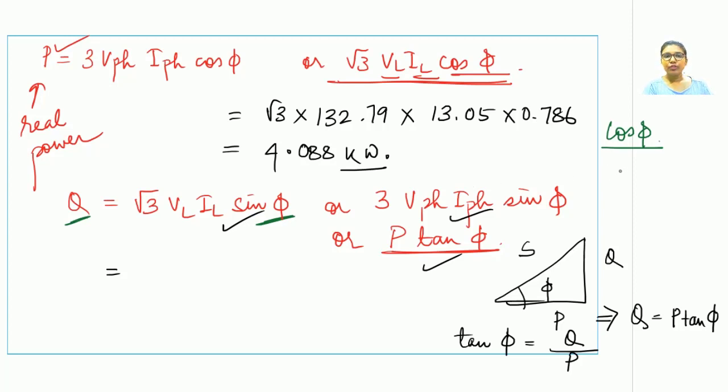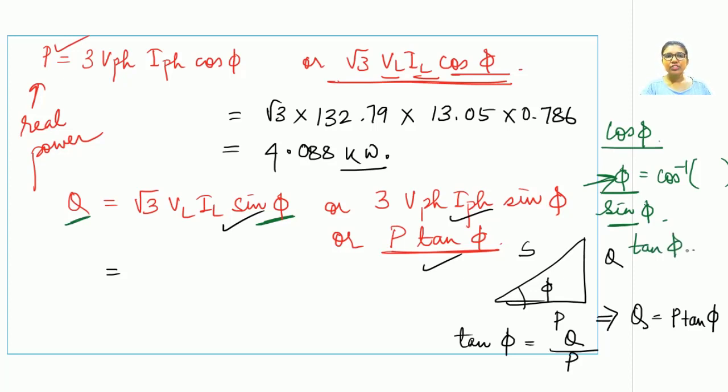Now in order to find sin phi, I have to obtain the value of phi, which will be the cos inverse of the power factor. And from there again I have to do sin phi. If I am using P tan phi, I already know the value of phi. Instead of going for sin phi, I can do tan phi and solve the value.